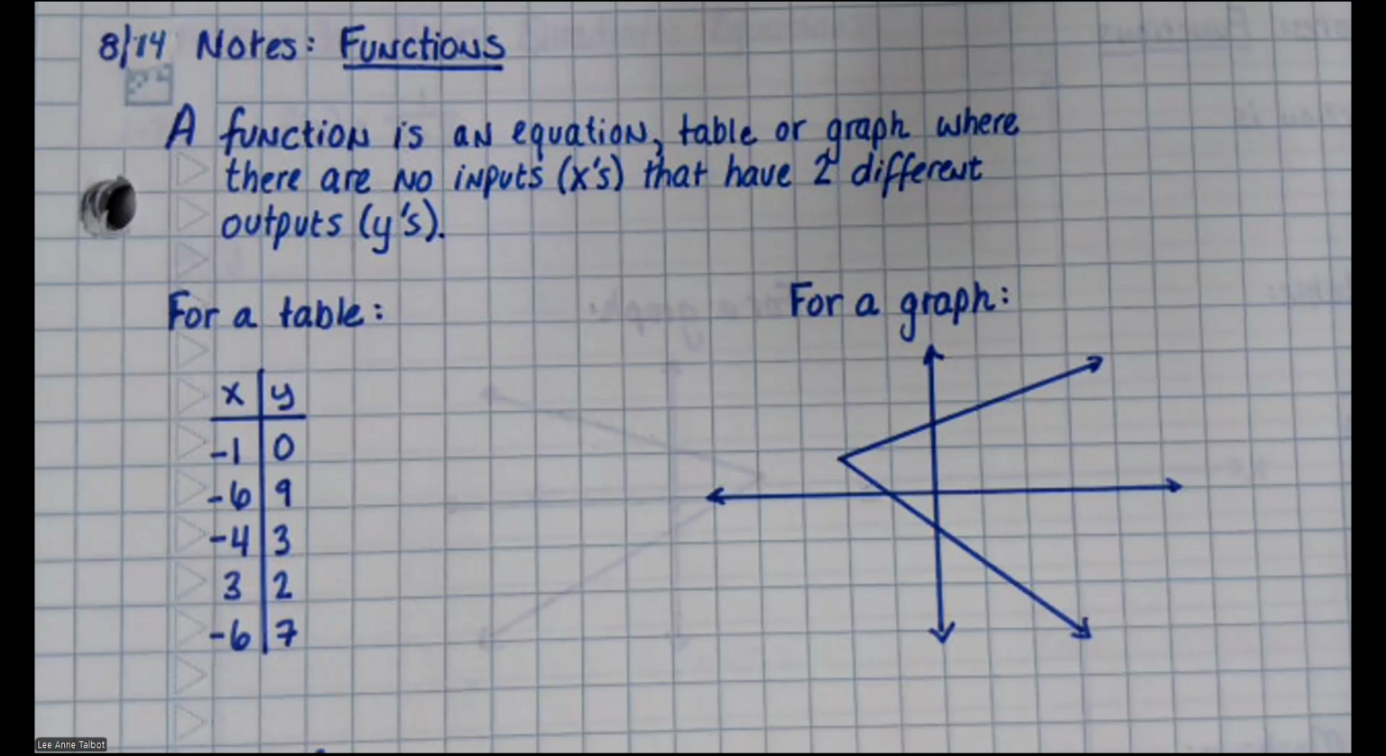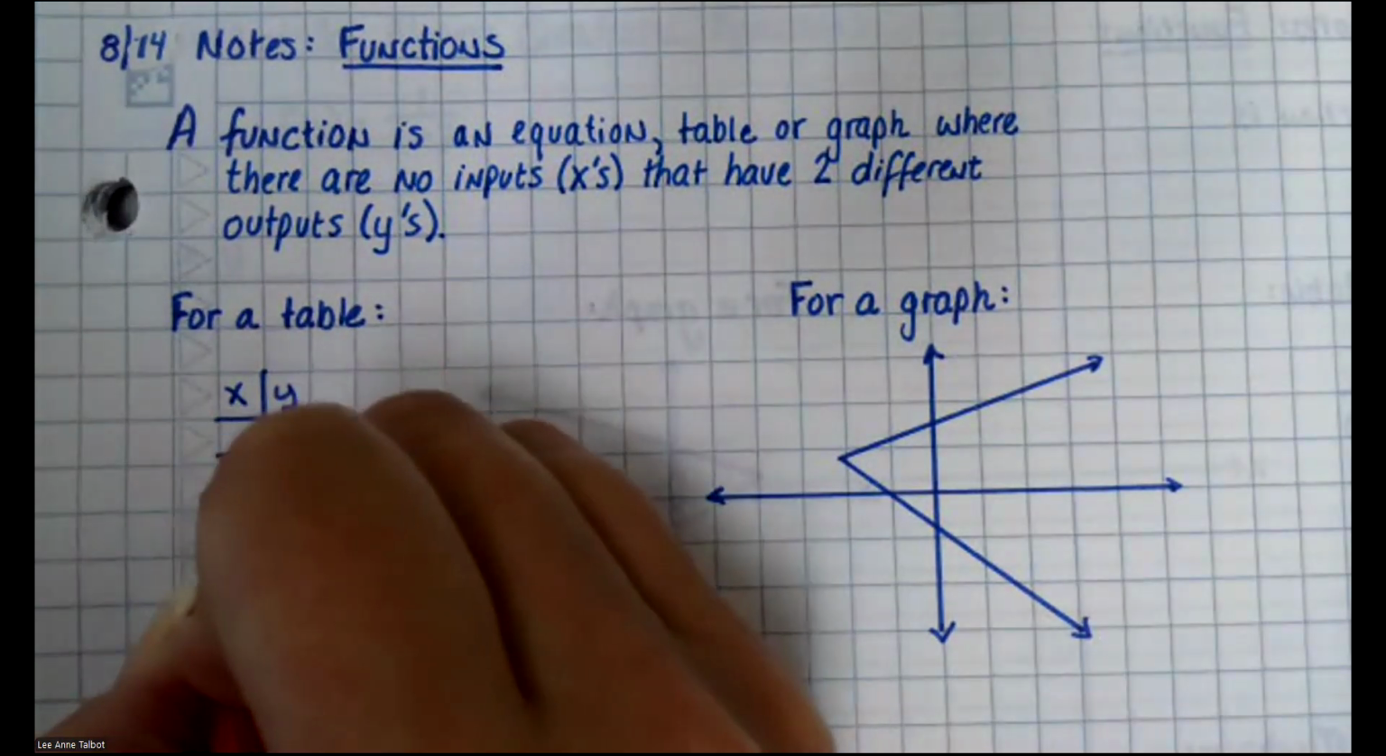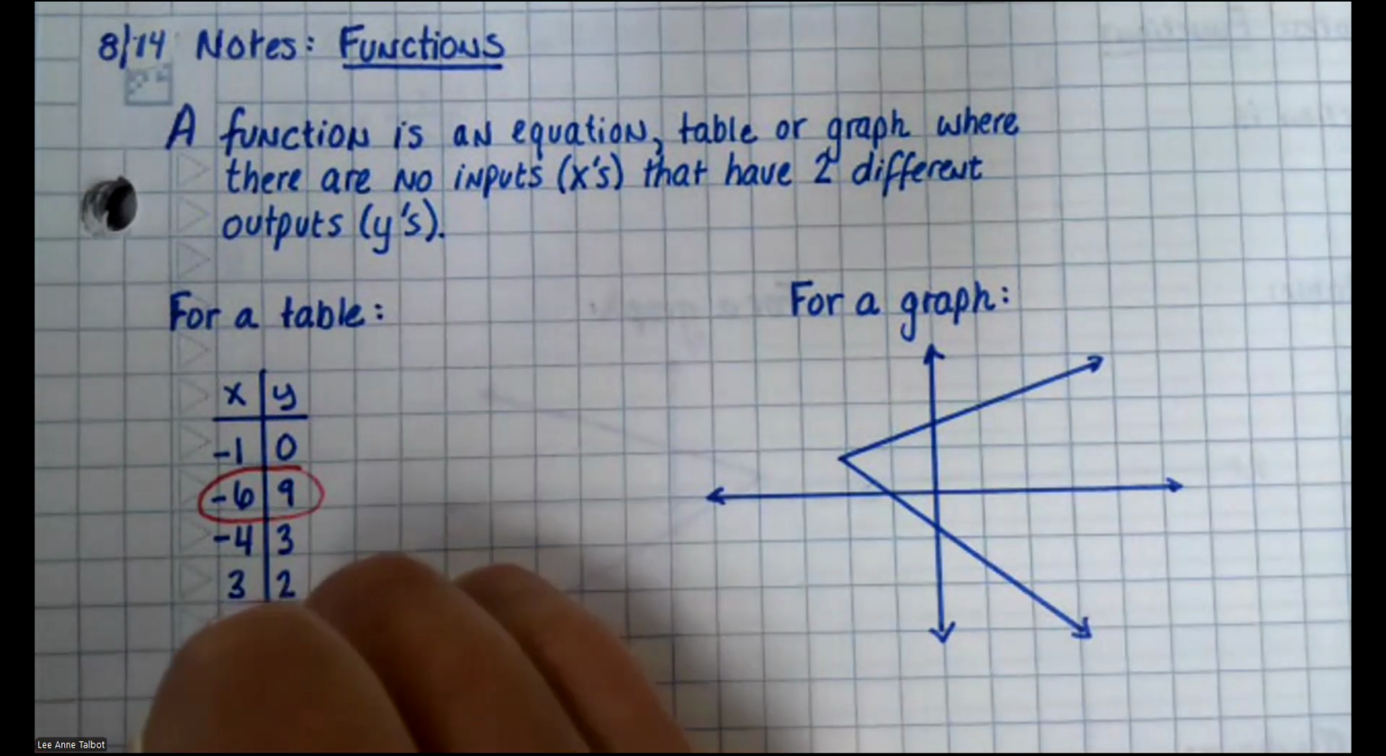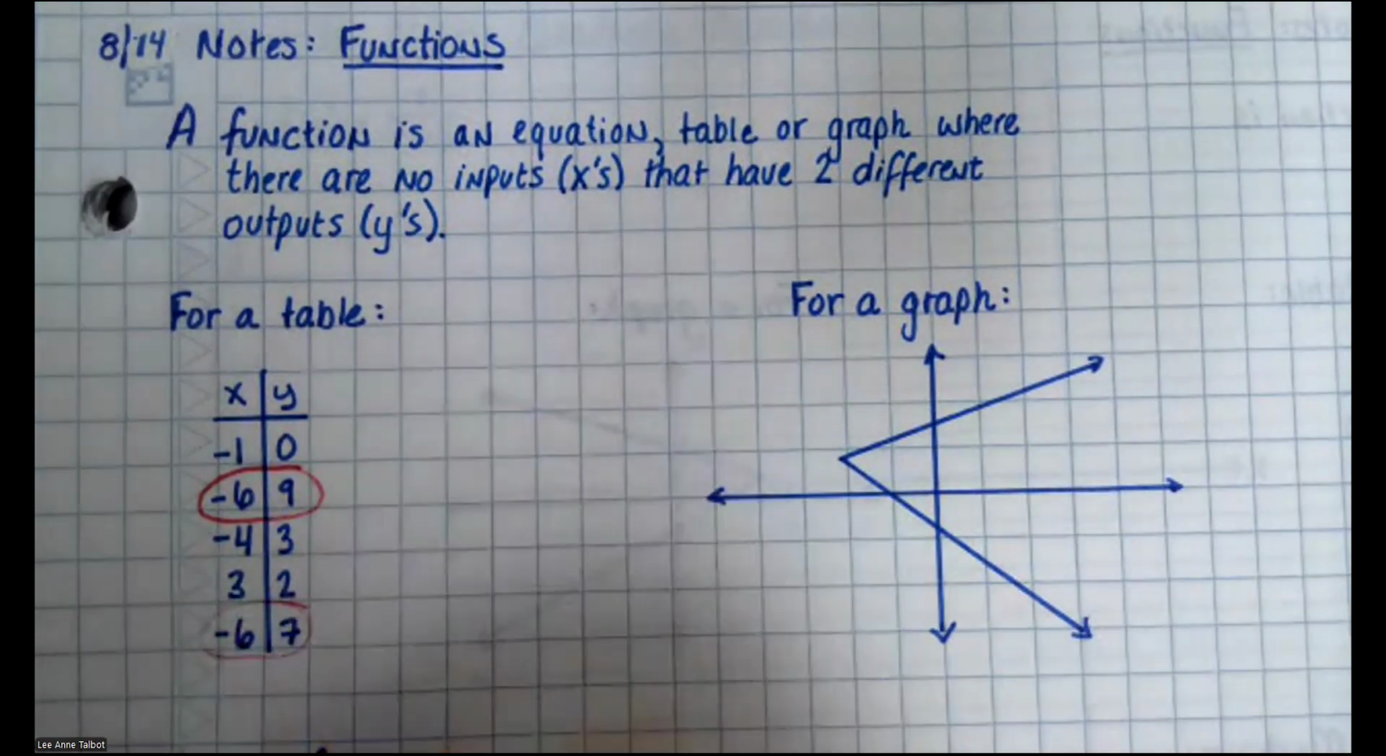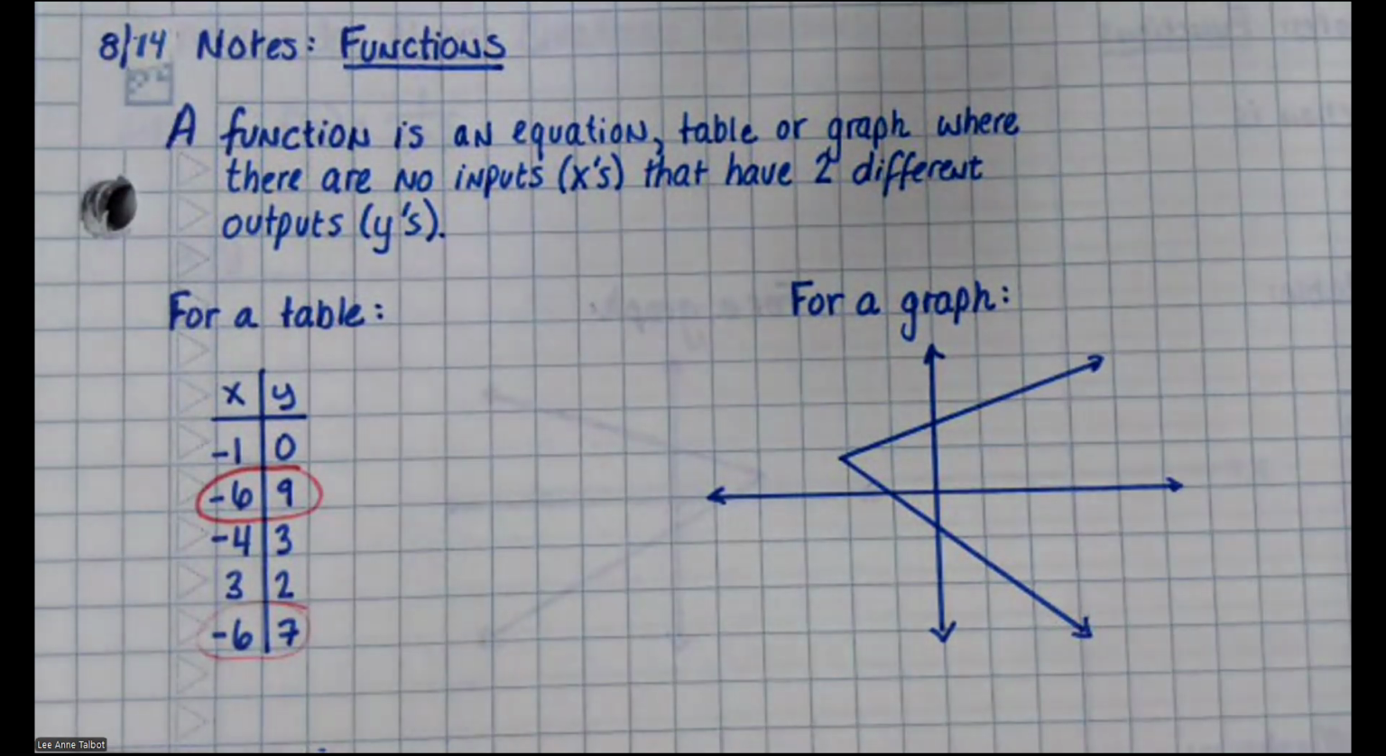Okay, now that you have that information, that reminder from 2 years ago, look at the table. Can you see one of the x's has two different y's? Can you guys see it? Yeah. Okay, so that makes it not a function. So what we do is we circle these ones. These ones are the violators. That pen is dying. Okay.